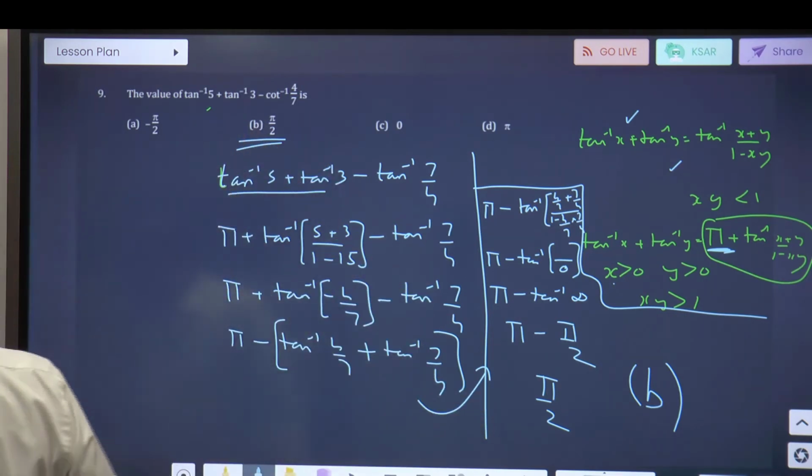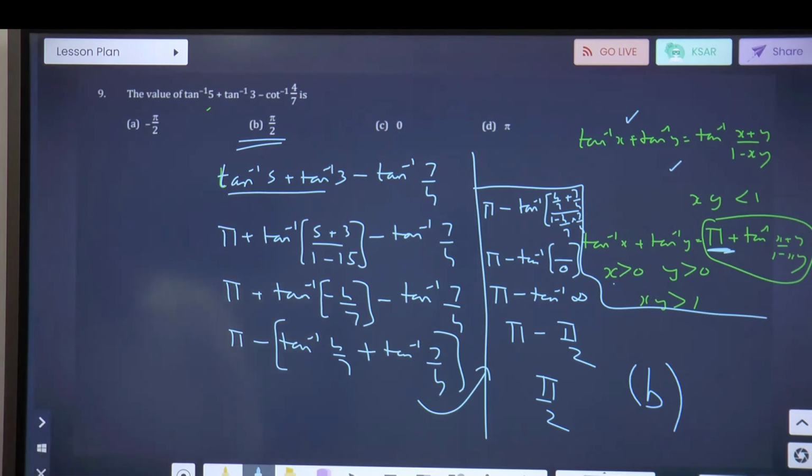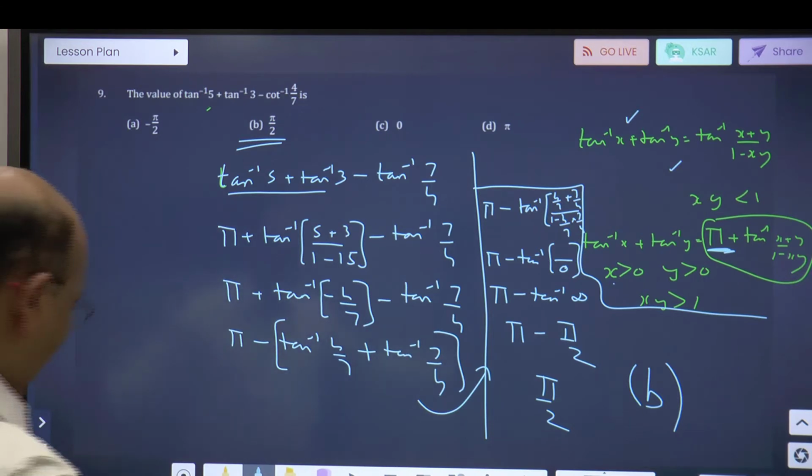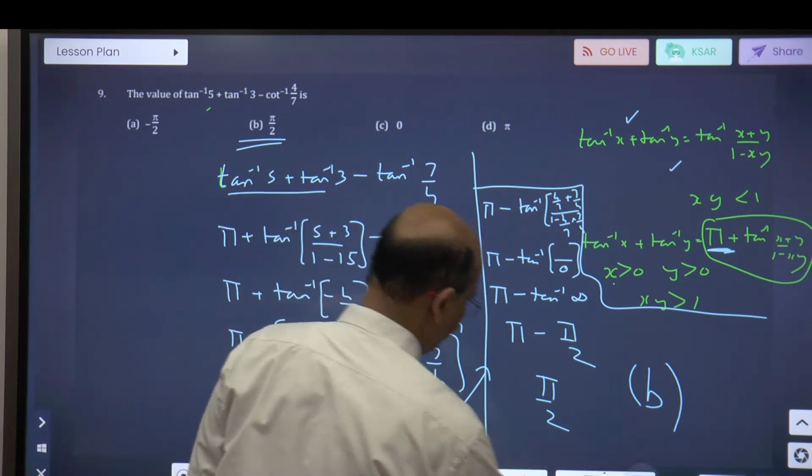So let me just confirm the answer for this. The 9th question here is nothing but pi upon 2. Okay, great, I am done. Next question.